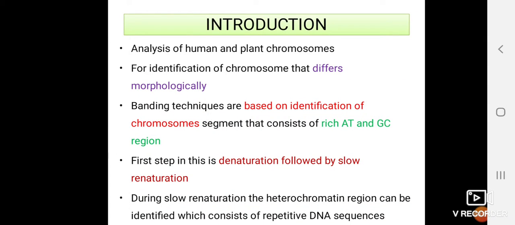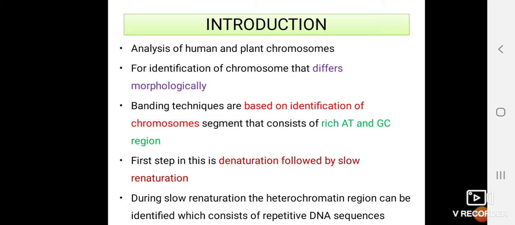So chromosomal banding is a very important method, and we will be discussing this particular aspect today. Chromosomal banding is done in order to understand and study the chromosomes present in different organisms, and also to make a comparison between different chromosomes in order to identify the chromosome. In order to analyze the structure of the chromosome, people do chromosomal banding.